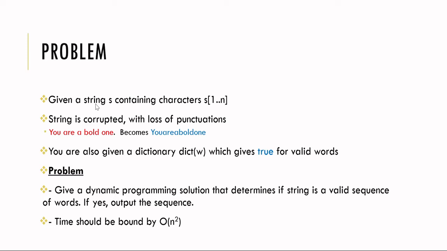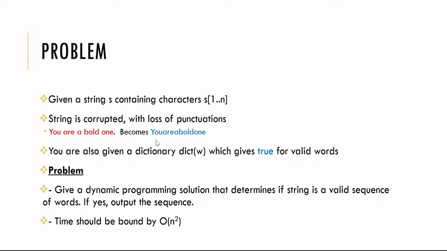So the problem is that we are given a string S, which has a bunch of characters, let's say 1 to n. The string has been corrupted, so there is a loss of punctuation. For example, if this sentence is "you are a bold one" and it has spaces and punctuation, etc., which basically are separating the words in the sentence. If these punctuations have disappeared, let's say there's no spaces, no commas to separate the words, then it becomes "you're a bold one" like that. And you are now to reverse this process.